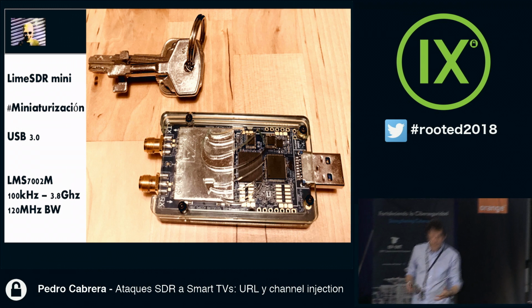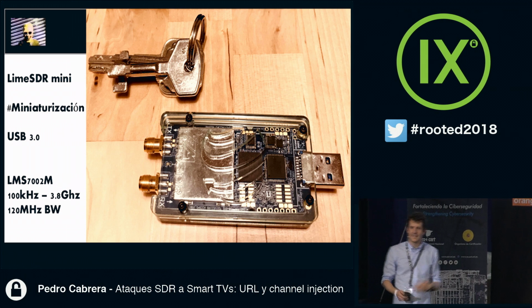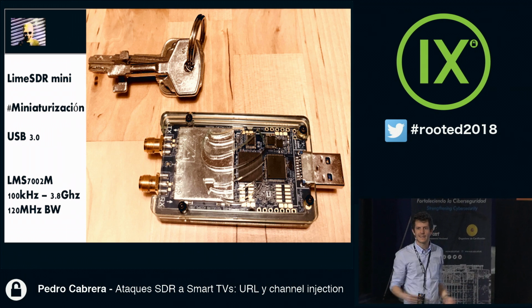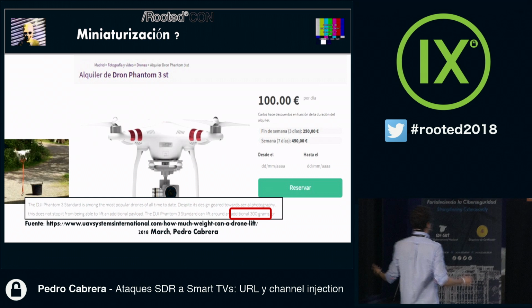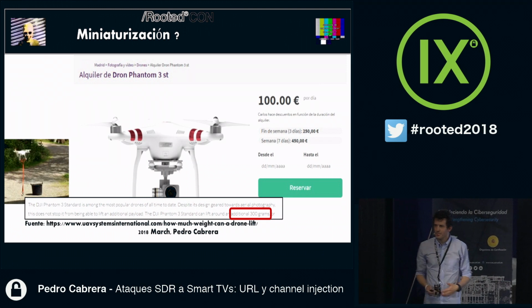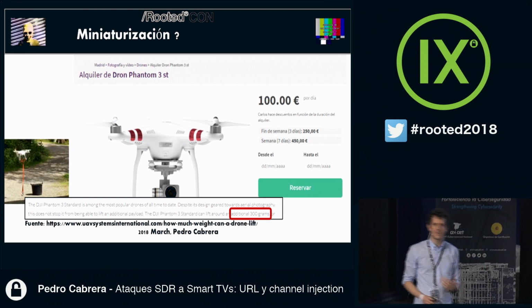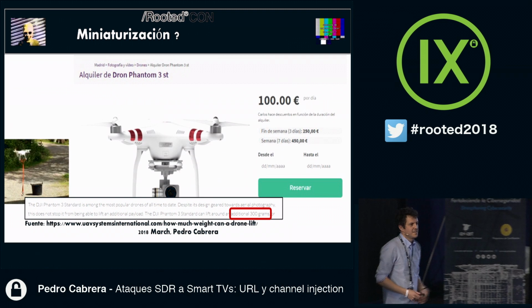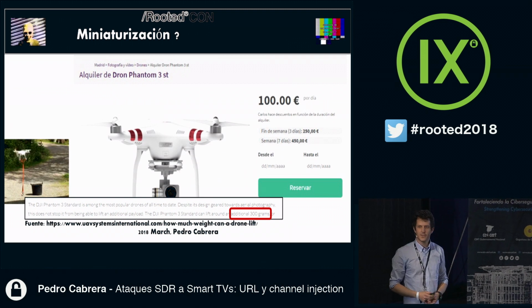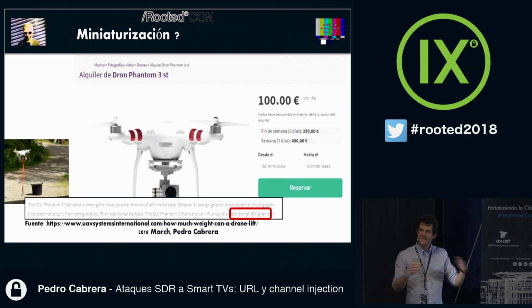And why am I interested in miniaturization? Why do I want it small? Because if you're thinking about attacking TV and reaching as many people as possible, I thought, how easy would it be to rent a drone? We're always talking about drones. Yes, if you're going to do an attack, I'm not going to take my drone. But if we want to do the proof of concept, I found a webpage where you can rent them.